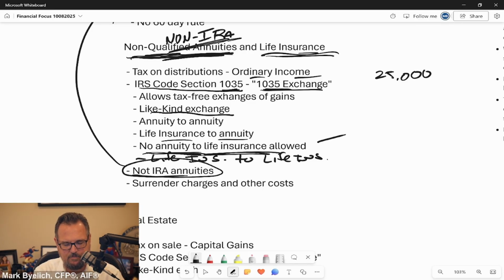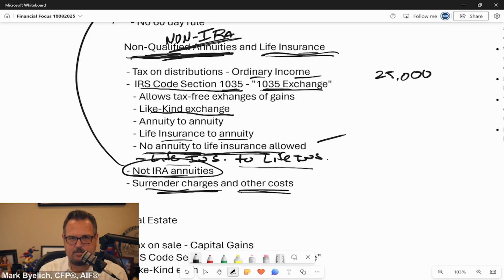And we can also have life insurance to life insurance, which can be done under Section 1035 via a 1035 exchange. With life insurance and annuities, you have to pay attention though. We're talking about tax-deferred or tax-free exchanges here. There are still potentially surrender charges and other costs to doing these exchanges.